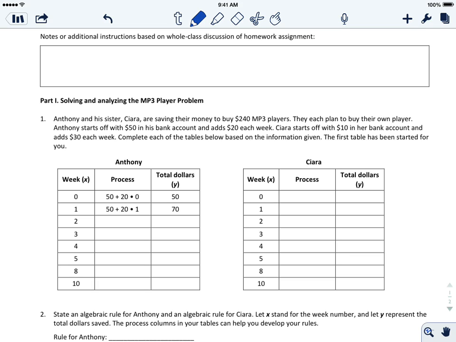All right, let's take a look at this homework assignment we gave you in order to review for your test tomorrow. So we're talking about Anthony and his sister Ciara saving their money to buy $240 MP3 players. They each plan to buy their own player. Anthony starts off with 50 bucks and adds 20 a week. Ciara starts off with $10 in her bank account and adds 30 a week. Complete each table based on that information.